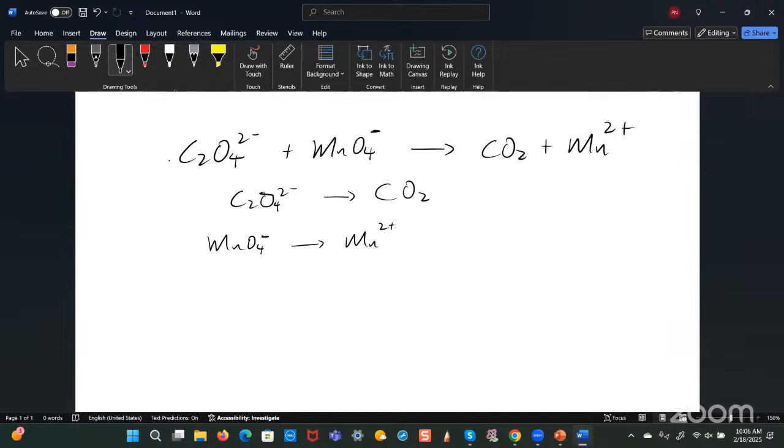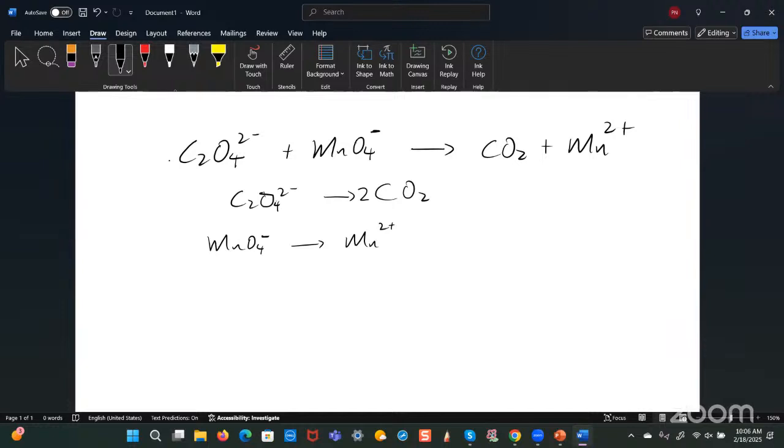The next step is that we balance all atoms excepting oxygen and hydrogen in the traditional way. Now, in the case of the first half equation, you have 2 carbons here. You have only 1 here. So what do we do? We put a 2 here in front of the CO2 to balance the carbons, right? In the case of the second half equation, we don't need to do anything for the manganese because you have 1 here, you have 1 here, so therefore it's okay, right? So that's what we do in this step. We balance all atoms excepting oxygen and hydrogen.